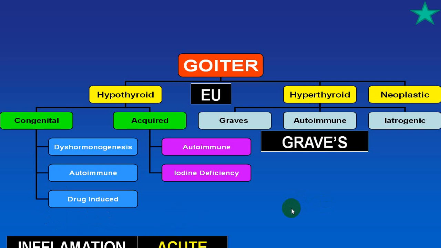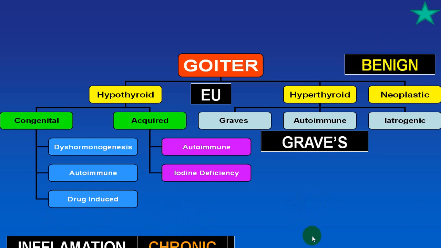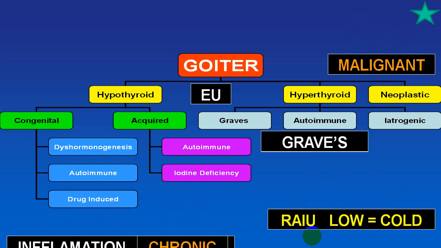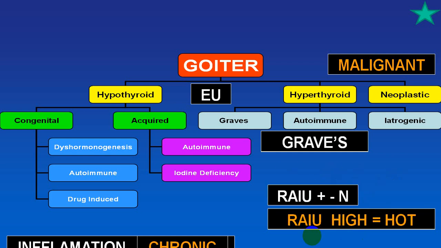You can have an inflammation, acute, subacute, and chronic. As far as neoplastic variety is concerned, it can be benign, it can be malignant. Radioactive uptake wise, low uptake we usually call a cold nodule, and high uptake we call a hot nodule. Hot nodules are usually hyperthyroid and non-malignant, while cold nodules can be hypo, can be euthyroid, by and large hypo, and more likely to be malignant.